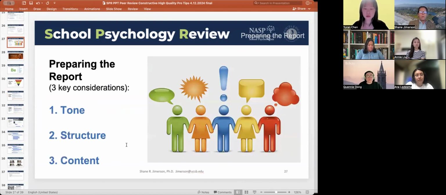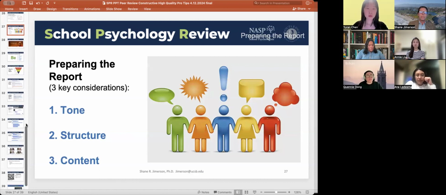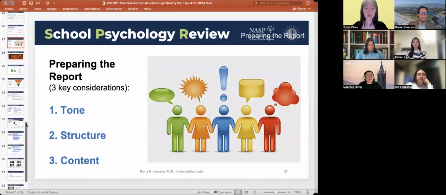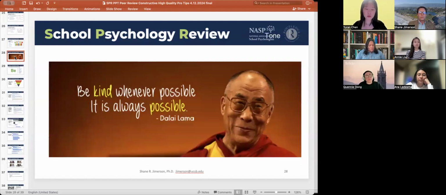In terms of preparing the report, want to be sure you're thinking about the tone, the structure, and the content. All right, so we're going to discuss each of these in brief, and very important as you're preparing these, the report that you prepare and submit is what the authors will be seeing, right? So you want to be very thoughtful about preparation of the report. So I'll give you the meta message first, which is be kind whenever possible. It is always possible, okay? So keep this in mind.